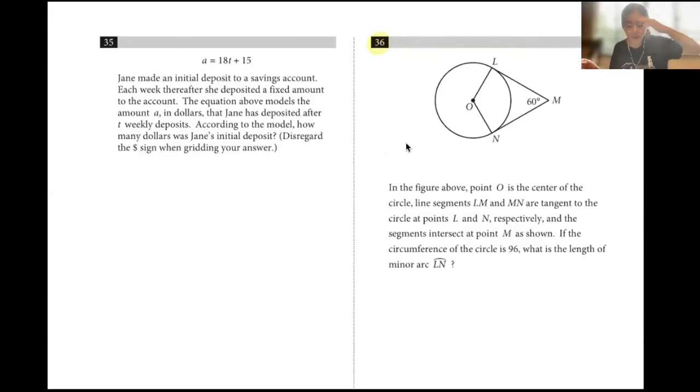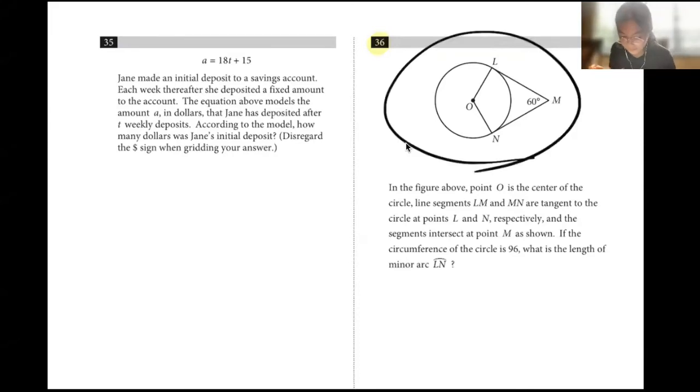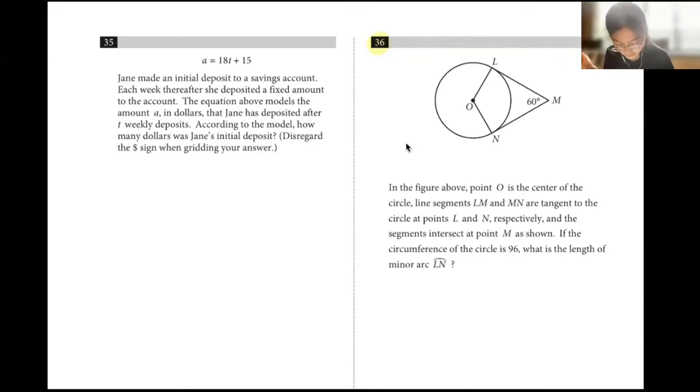Practice test 2, calculator section, question 36. So let's get started. So we're given this. Now, what's going on? Well, we're going to break it down and make sure you understand what's going on.